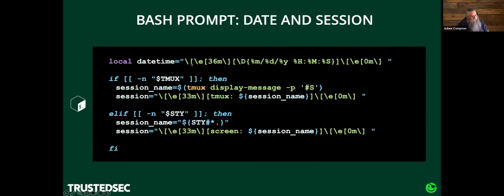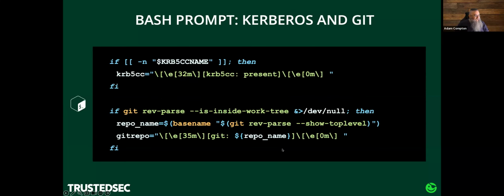You can set up the date and time with all the funky little color codes. The \e is escape. Bracket 36m is a color code. \D is a date symbol for month, day, year, hour, minute, second. A lot can go into there. There are whole wikis out there on all these escape codes and what can go into a bash prompt. We're not going to spend too much time on this. I'm running short on time, so let's step through this a little bit faster here.